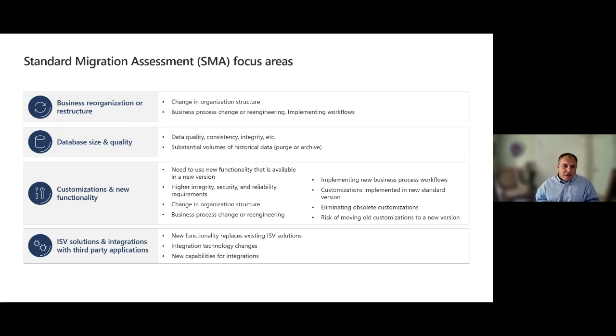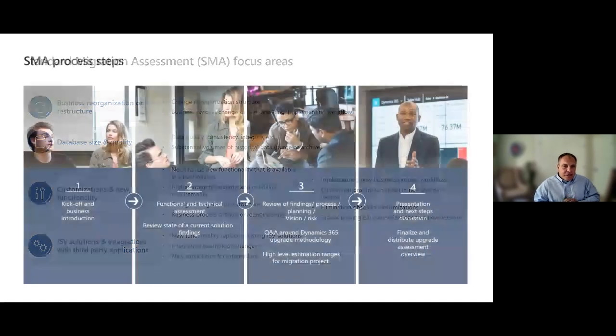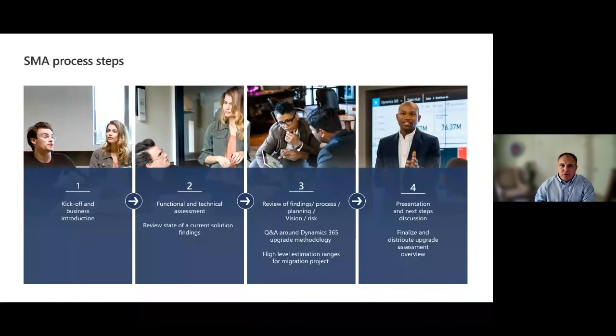but what are the processes and the steps? This next slide talks about the four key steps to the SMA process. The first is the kickoff and business introduction, getting to know what your business needs, what your ultimate goals are, and really looking at how we can make that happen. The second is to dive a little deeper and look at the functional and technical assessments.